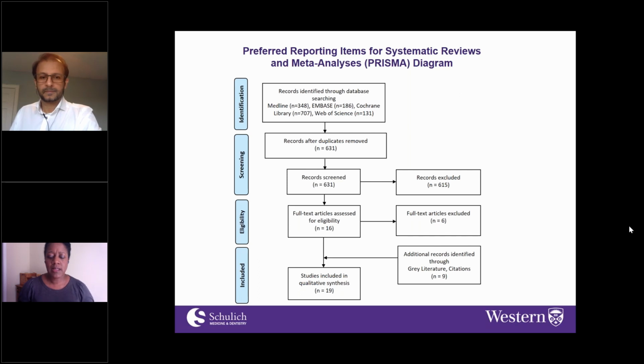Exclusion reasons were, for example, they were reviews without any sort of framework or synthesis of guidelines or recommendations, or original modeling studies or qualitative analyses. Of the full texts, 10 were included, and through the search of the gray literature and citations, we identified an additional 9, for a total of 19 studies that are included in the qualitative synthesis that we're presenting today.